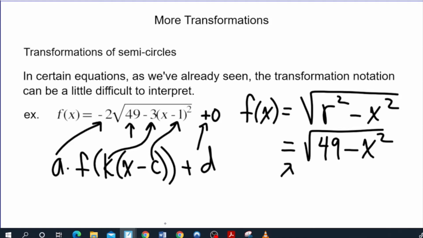Maybe just discuss the fact that the A being a -2 here would stretch the semicircle vertically and also flip it upside down, so a vertical reflection. The 3 here would be a horizontal compression. It looks like a multiplication by 3, but it's actually going to divide all the x values by 3. The C value here is a +1 translation horizontally, so it's going to be moving the semicircle to the right by 1, and again, there is no vertical translation specifically.